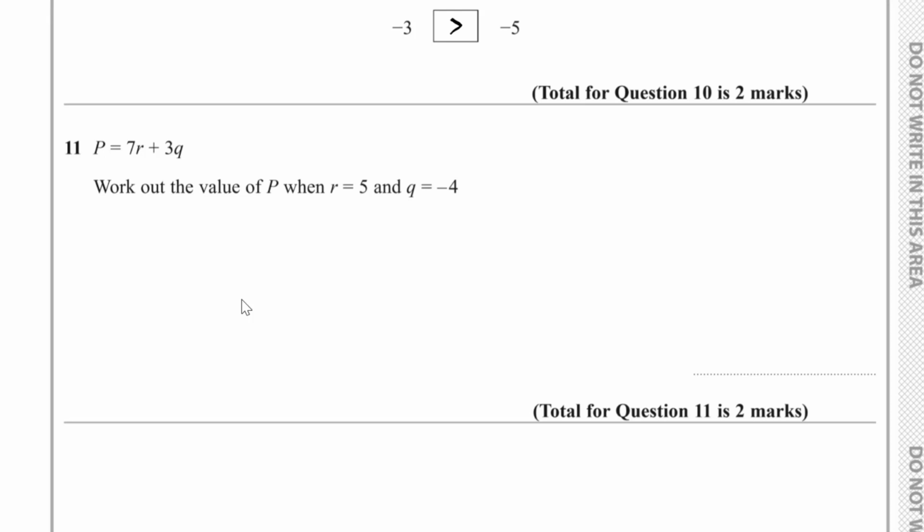Question number 11. P is equal to 7r plus 3q. We have to work out the value of P when r is equal to 5 and q is equal to minus 4. So when r is equal to 5, we have here 7 lots of 5 plus 3 lots of minus 4. We have 35 minus 12. It turns out here we get 23.